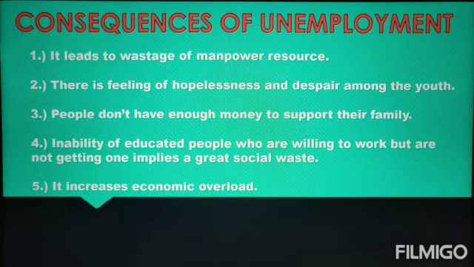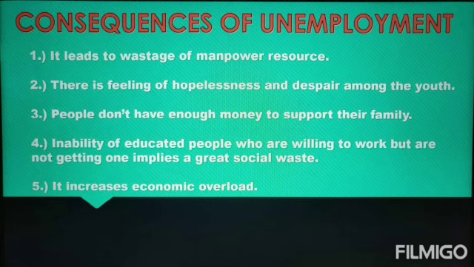Point number 4, inability of educated people who are willing to work implies a great social waste. Students, we studied in educated unemployment that many people with graduate and postgraduate degrees cannot find job, and this is harmful for the society, as we know that society also gains from the educated people because they serve the society in various ways, and if people are not employed, then that is a social waste.